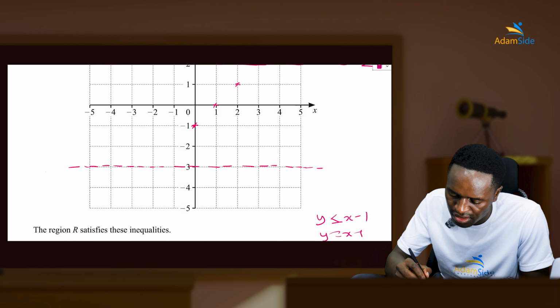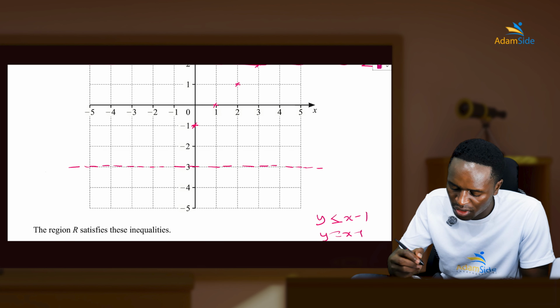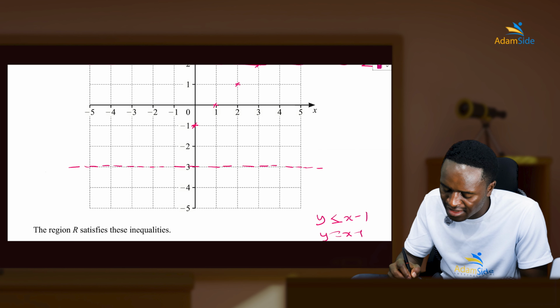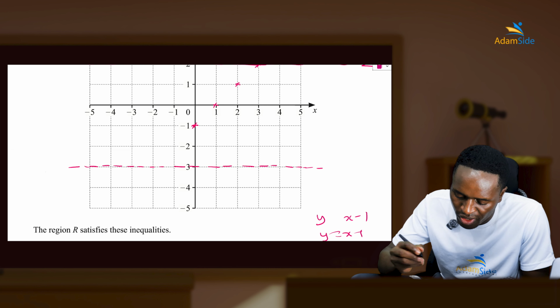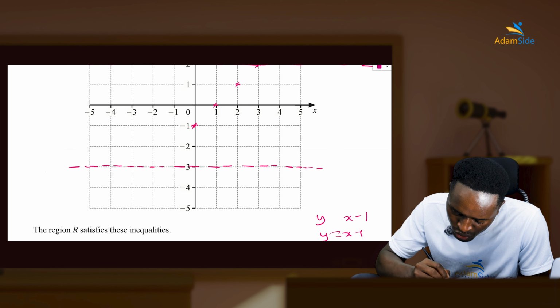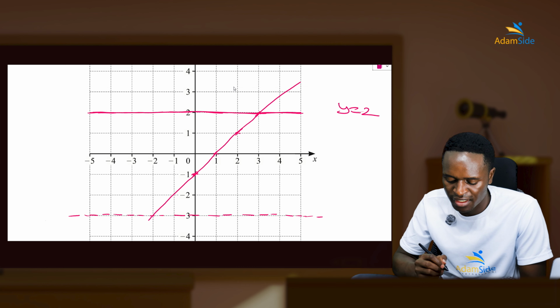Because it's y is less than or equal to, you draw it with a full line. We draw it with a full line. Obviously, we get something like this. Yes, this is what we have as our diagram.